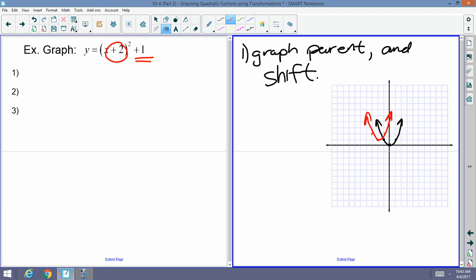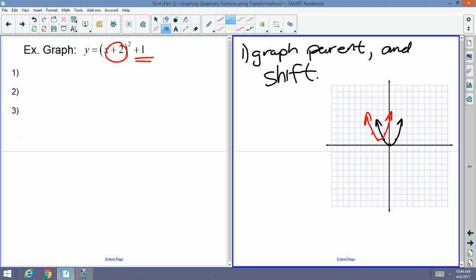I don't like it, me personally, because you have to graph two functions. You have to graph the parent, then you have to shift it, okay? But that is definitely a way to do it. There's not a darn thing wrong with that. That works. That works with any function, by the way. Graph the parent and then shift.